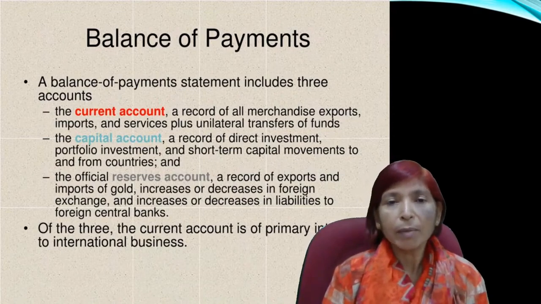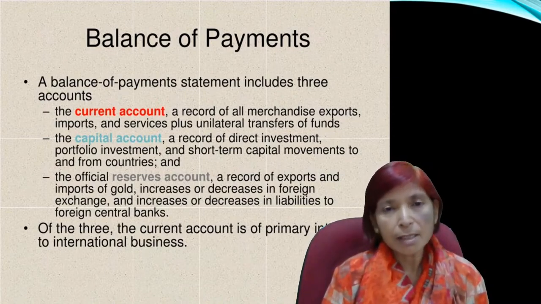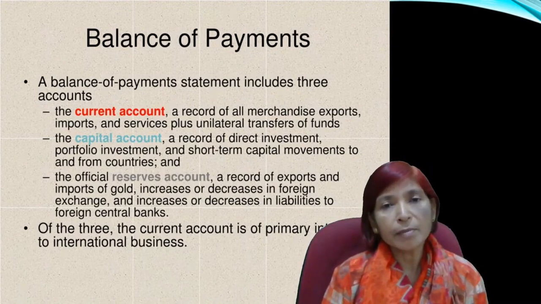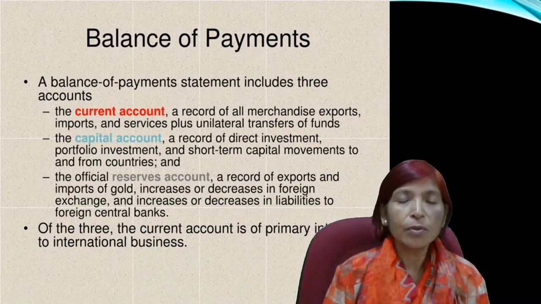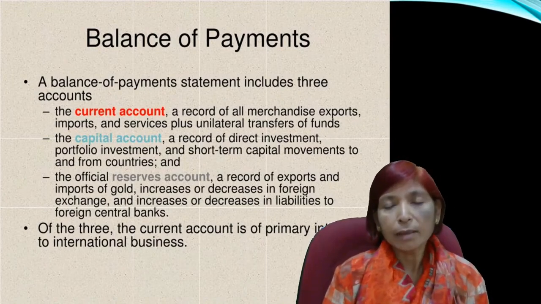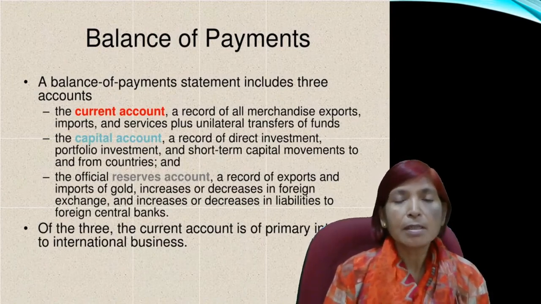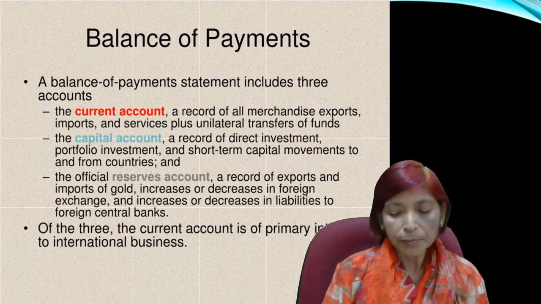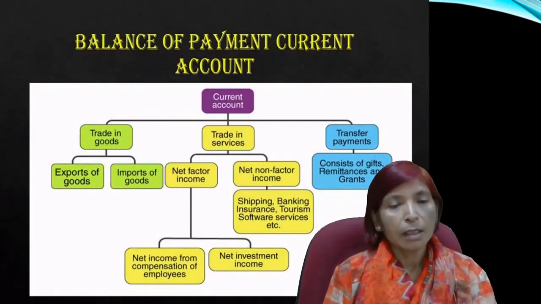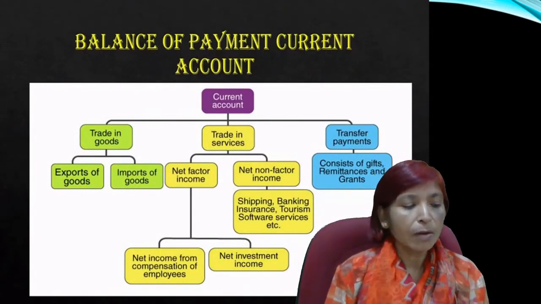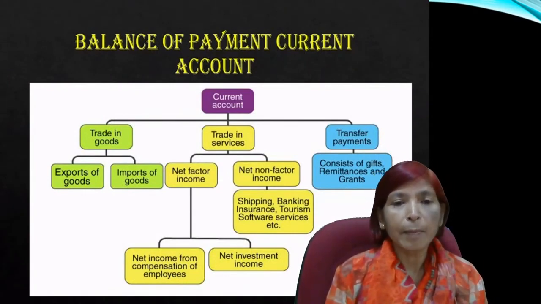So balance of payment is a systematic record of all economic transactions like visible and invisible items of exports and imports. And the components of balance of payment are three. One is current account, second is capital account, and third is official reserve account. Now next, balance of payment has two accounts mainly. One is current and the other is capital.